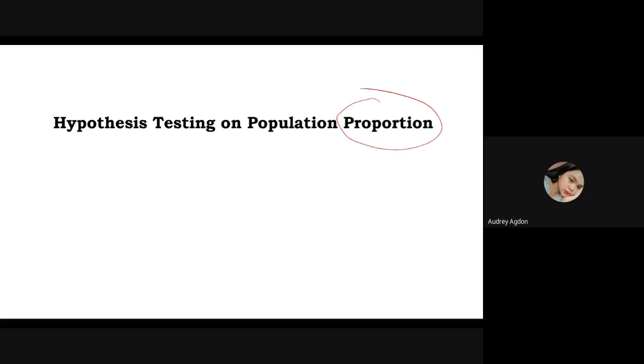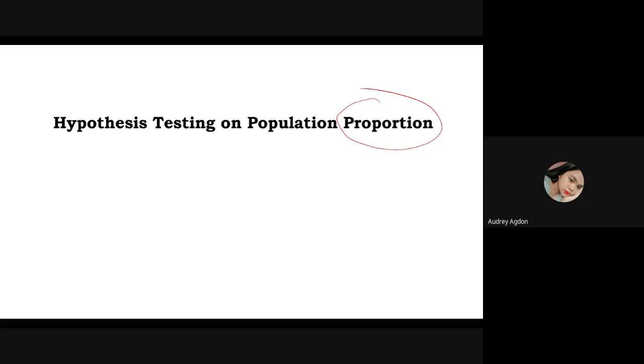Hypothesis testing involving a population proportion can be considered as a binomial experiment when there are only two outcomes and the probability of a success does not change from trial to trial.